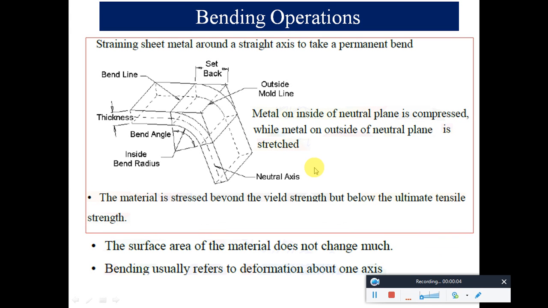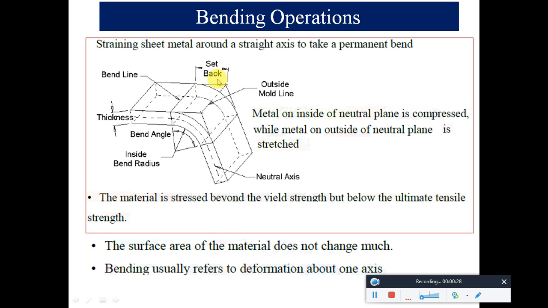Here we will see about the bending operations. The figure itself will show you what bending means. Initially the sheet metal is straight, and after making a bend, the sheet metal bends to an angle. This is the bend angle, and this is the thickness of the sheet, and this line will determine where the bending starts.